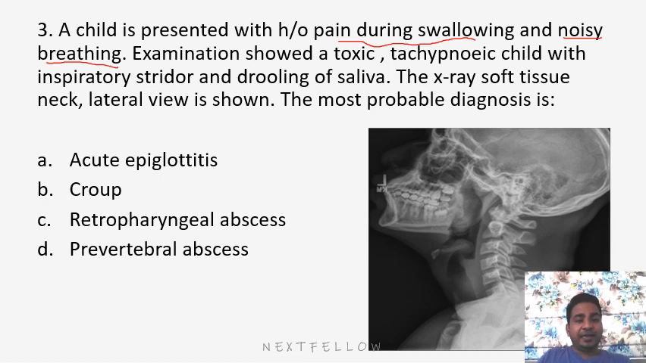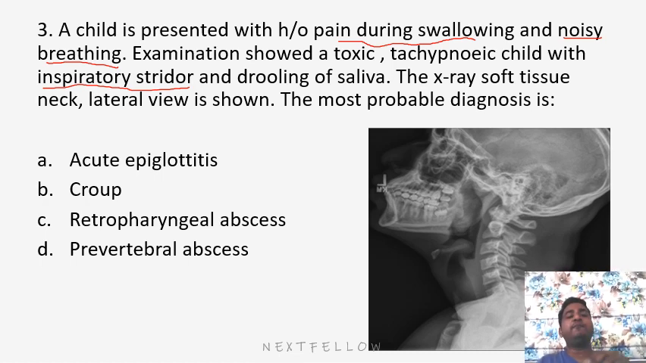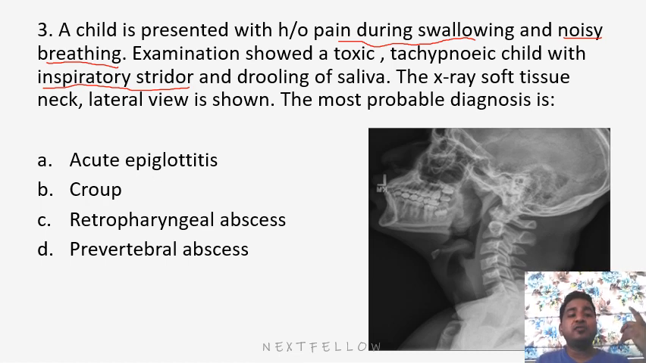Now, examination showed a toxic tachypneic child. So the patient is very irritable, having a toxic, anxious look, and tachypneic with an increased rate of breathing, and the patient is having inspiratory stridor. Now look at this point, stridor is of two types, inspiratory and expiratory. Whenever the patient has inspiratory stridor, the pathology is at the level above the glottis, the supraglottis or the hypopharynx area, because the patient trying to inspire air will produce a noisy sound.